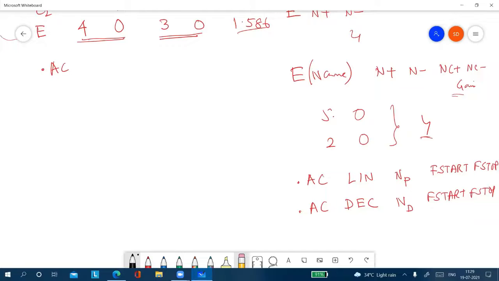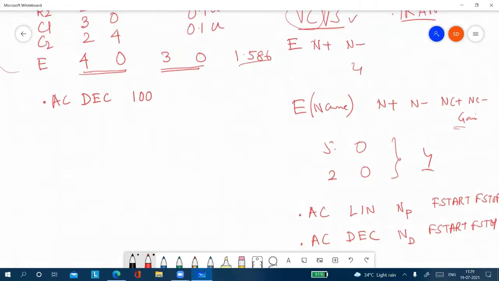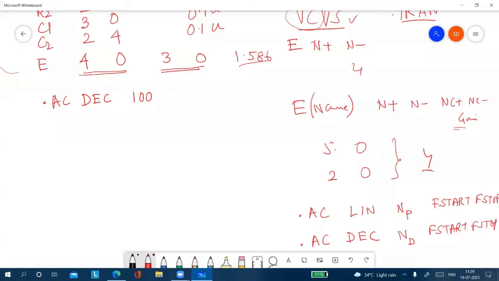If you use a linear graph, it will take a very large graph size. So write .AC, then the decade scale. Let us consider 100 test points per decade. Starting frequency, what is the starting frequency? 0, right? Low frequency to high frequency. So .AC decade, number of test points per decade is 100.